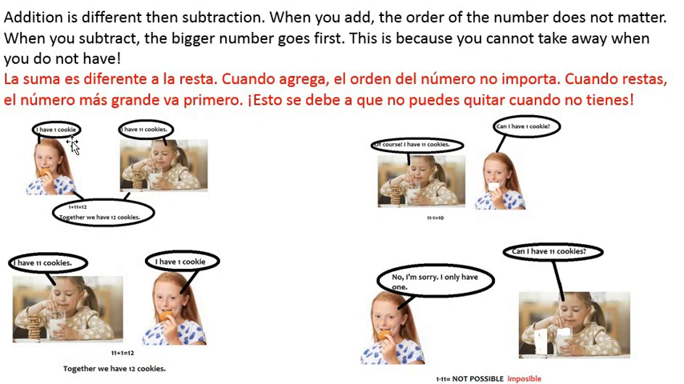I have 1 cookie. I have 11 cookies. 1 plus 11 is 12. Together, we have 12 cookies.